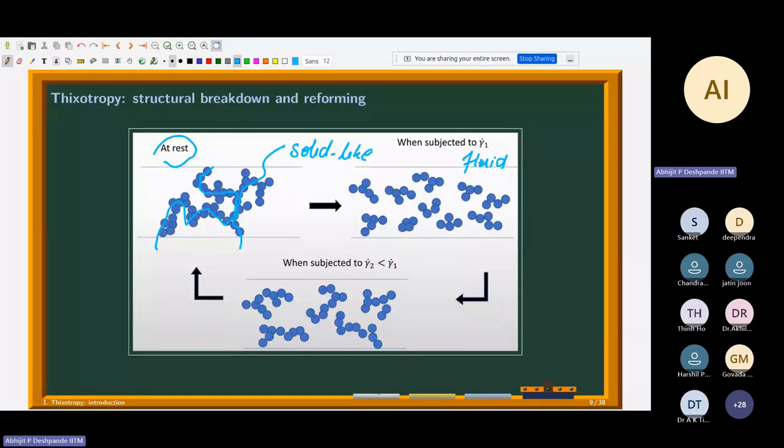And then if I now change to a strain rate which is slightly lower than whatever was gamma dot 1, then again, slight reformation, rebuilding will happen. So that's how, in this case, you can see that there is a breakdown and a rebuilding that is happening. And from a modeling point of view, we will have to be able to capture these.